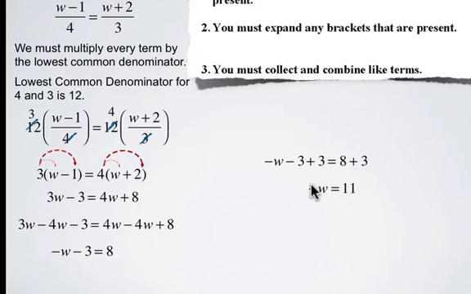Next we have to get rid of this negative in front of the w, and this is understood to be negative 1w. So what we can do to get rid of the variable, or get rid of any coefficient, is divide by that coefficient, because this is the same as negative 1 times w. So we're going to divide both sides by negative 1, and so then w is equal to negative 11.